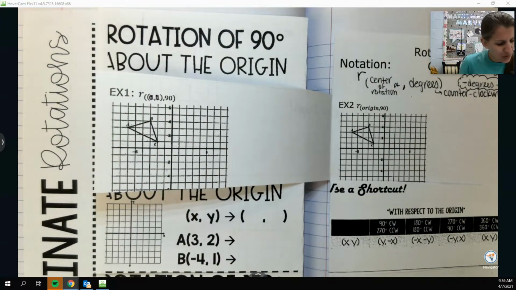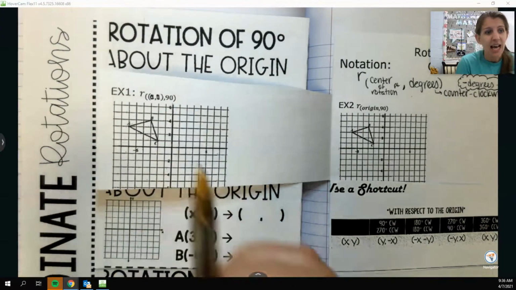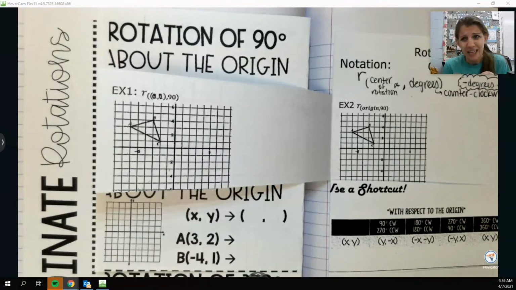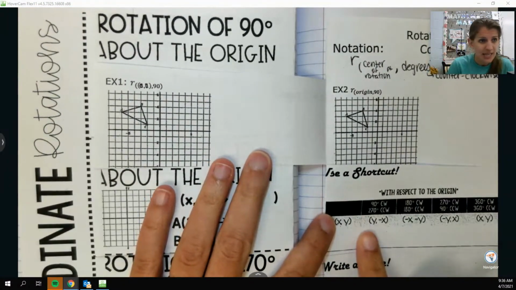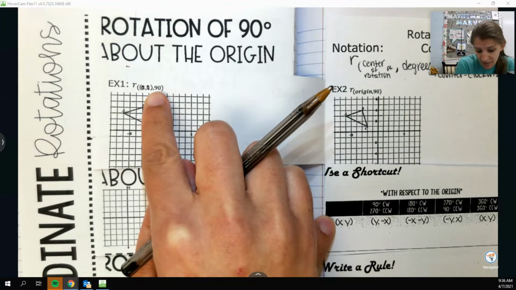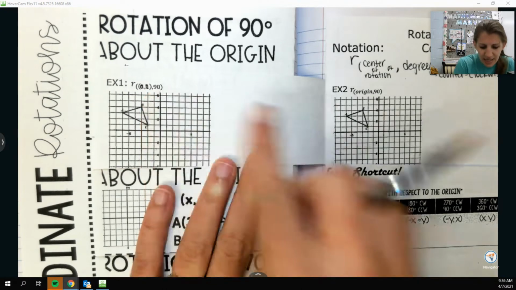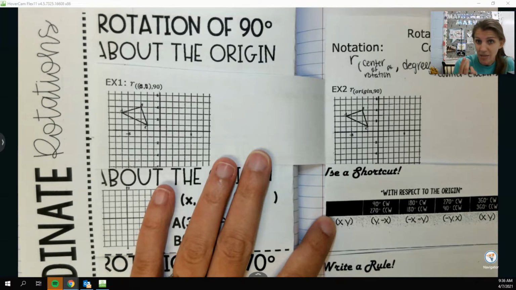If I want to rotate around the origin 90 degrees, there is a way to count it out, but for these ones, it's always just easier to use the shortcut, truly. We talked about these shortcuts in our Desmos. Hopefully we found those shortcuts. Because I'm going 90 degrees and it is a positive number, I'm going counterclockwise. So this one here is showing me that I need to swap them and change the first number.